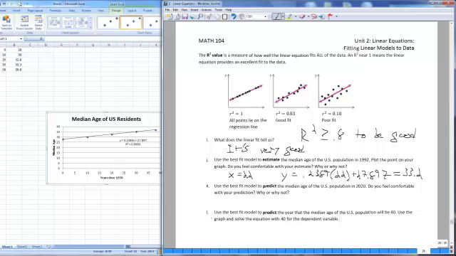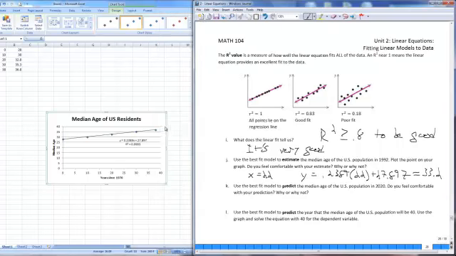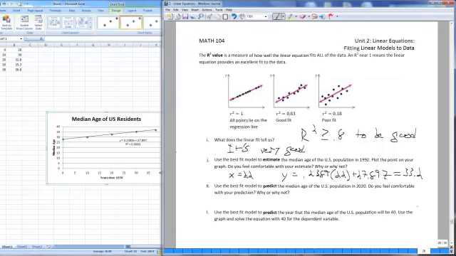Now let's look at the next one. It says use the best fit model to predict the year in which the median age will be 40. So it wants to say when y is 40, what is x? Notice it's going to be way out here, looking at our graph. It looks like it's going to be about 50 years after 1970. So about 2020 is what we're guessing.